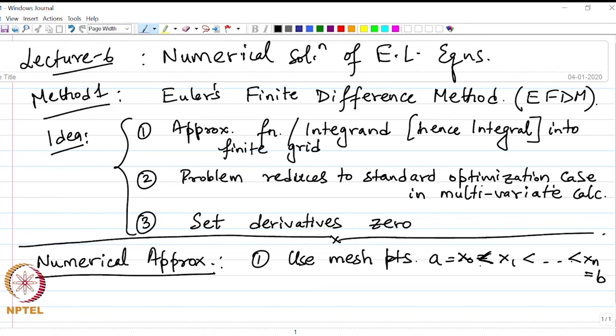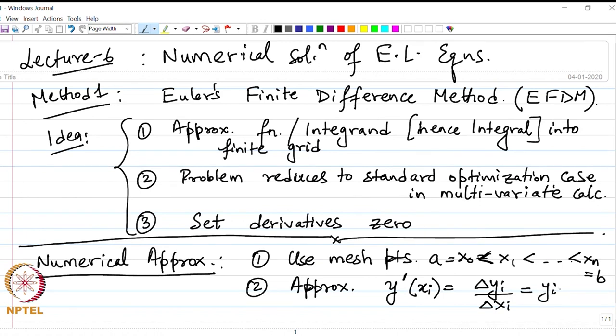So, our integral is from a to b, and we approximate our derivative, y prime at grid points x i, by delta y i by delta x i, right, which is also equal to y i plus 1 minus y i divided by delta x i, or x i plus 1 minus x i. So, that is the Euler's forward difference approximation that we are using to approximate the derivatives at the points of our choice.